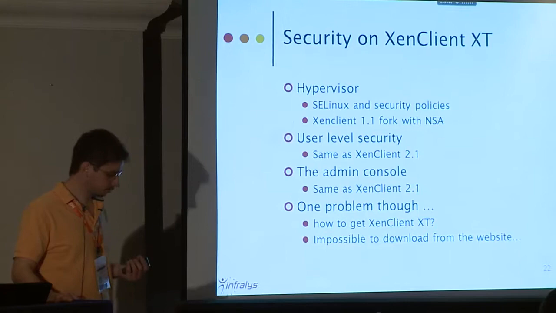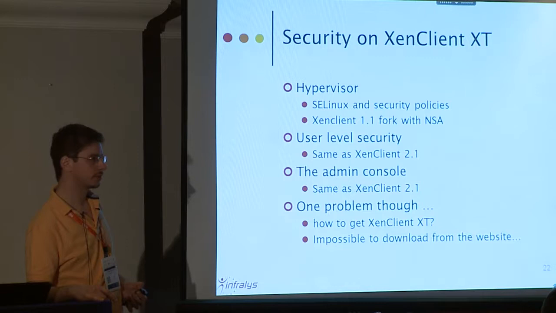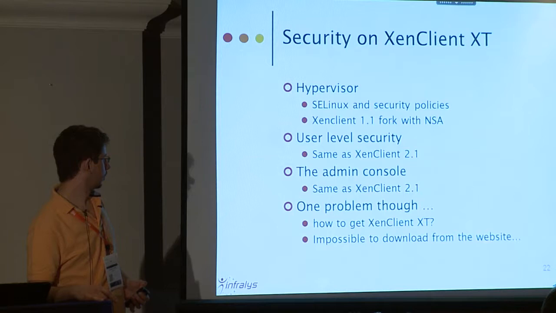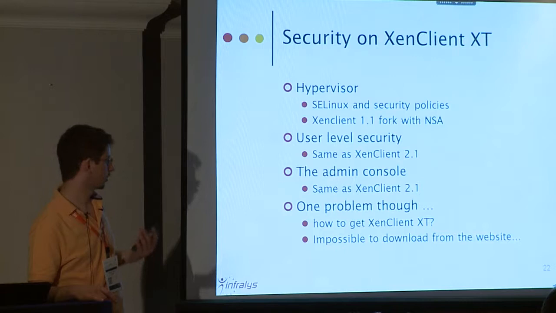On the hypervisor level, they use SELinux and security policies, which are not used on the 2.1 version. That was a necessity for the government agency, which was the NSA. So it's really not a version of the 2.1 XenClient, but it's really a fork from the 1.1, the previous version.